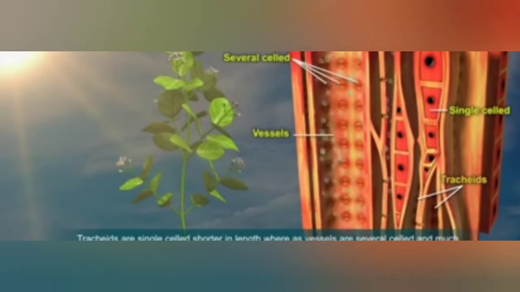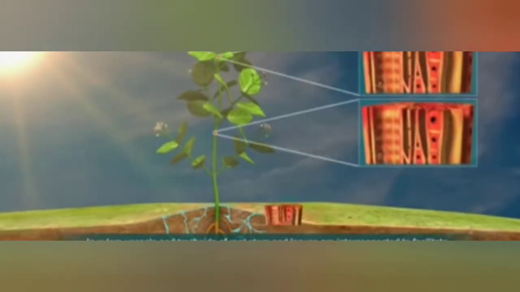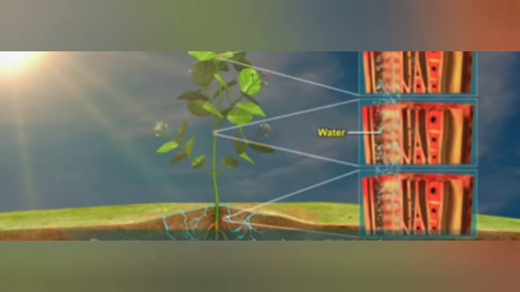Transportation of the food. The food prepared by the leaves is transported to all parts of the plant in the form of a solution through a process known as translocation. Translocation takes place through the phloem tissue, while water can move through the xylem only in the upward direction. Food can move through the phloem in the upward as well as the downward direction.